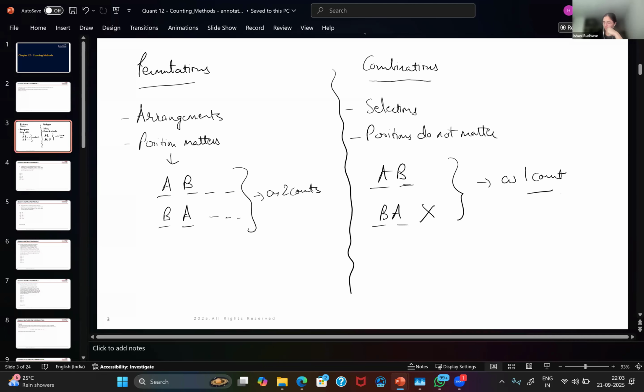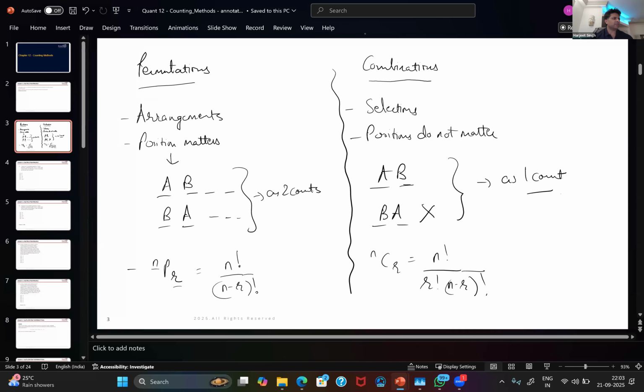All good. The number of permutations is given by a formula called nPr, where n is the number of data points and r is the arrangements to do. And the two formulae for nPr and nCr are these.